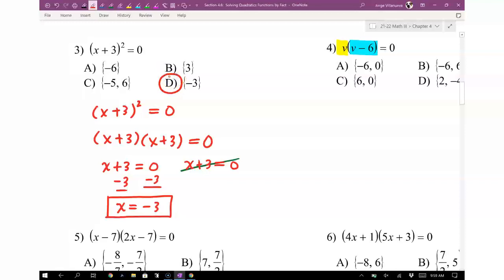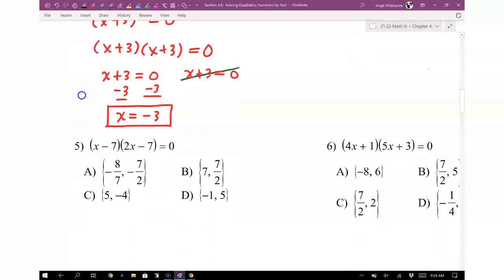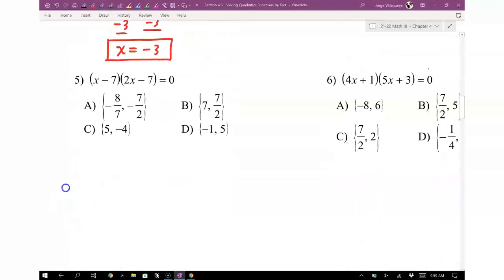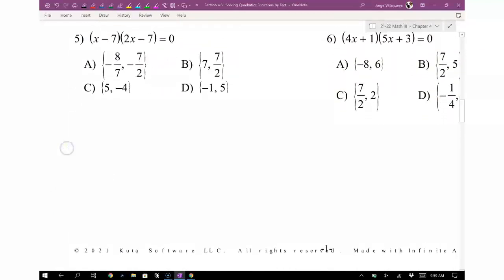Okay. Notice the next couple problems. They're the same thing. So 5 and 6, let's do number 5. I'm going to give you guys a little bit of time, probably about a minute. Do question number 5.